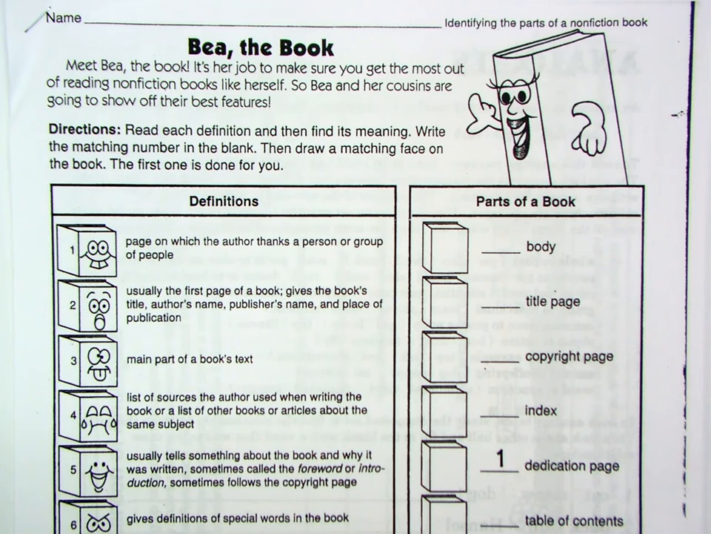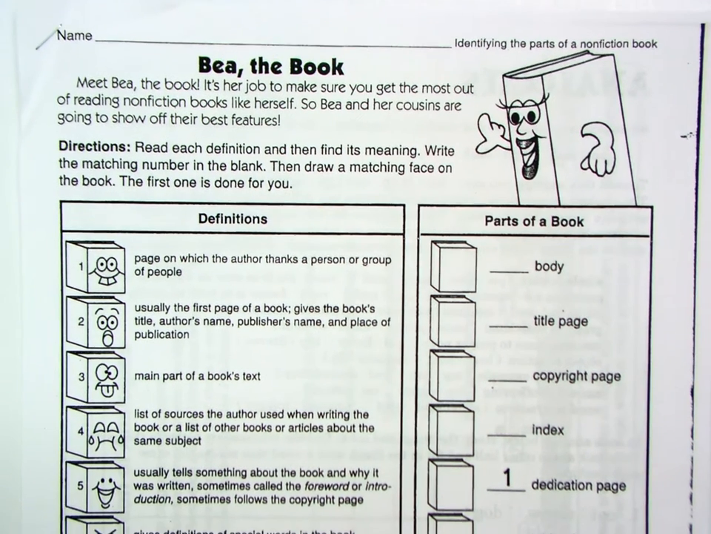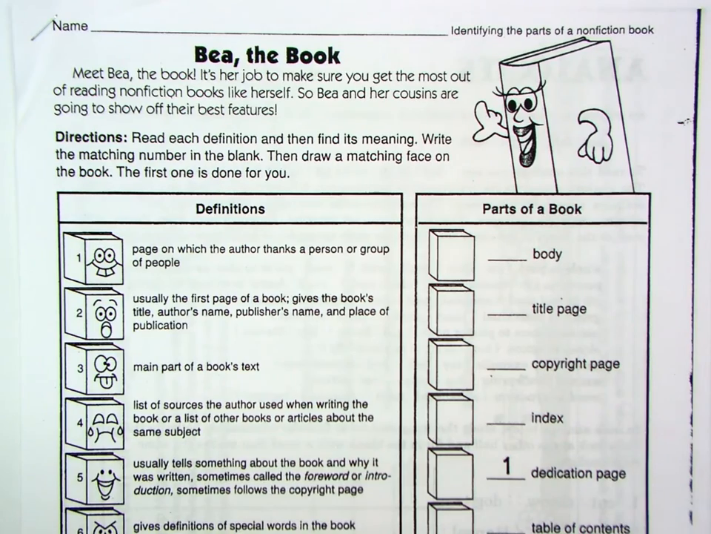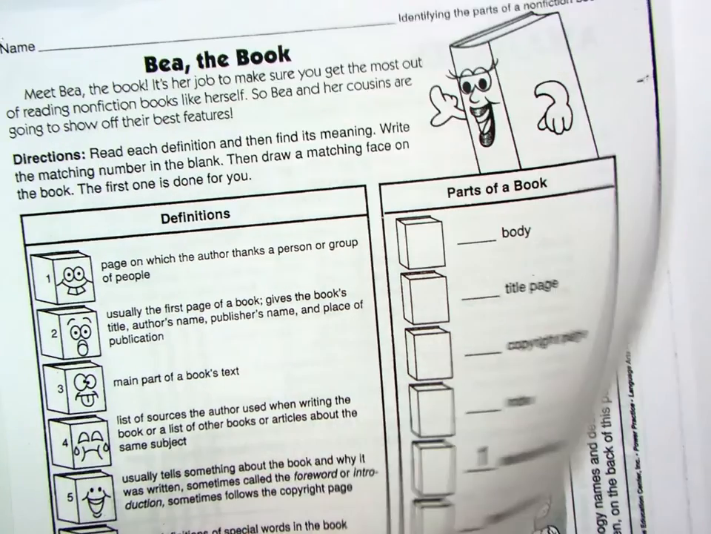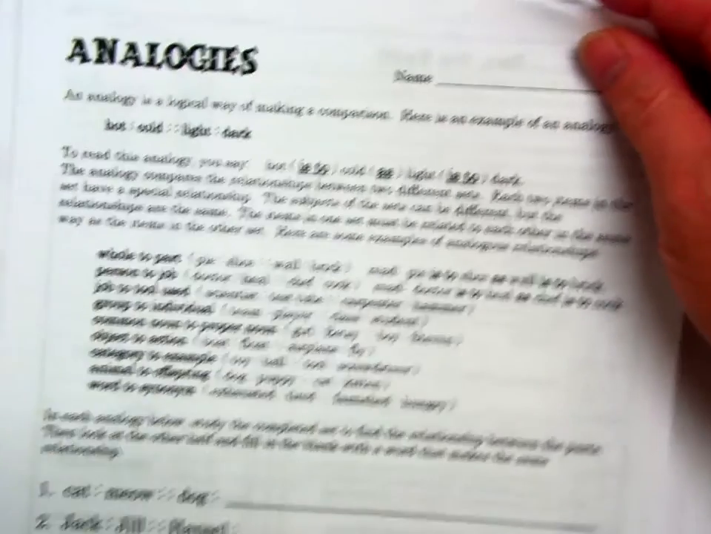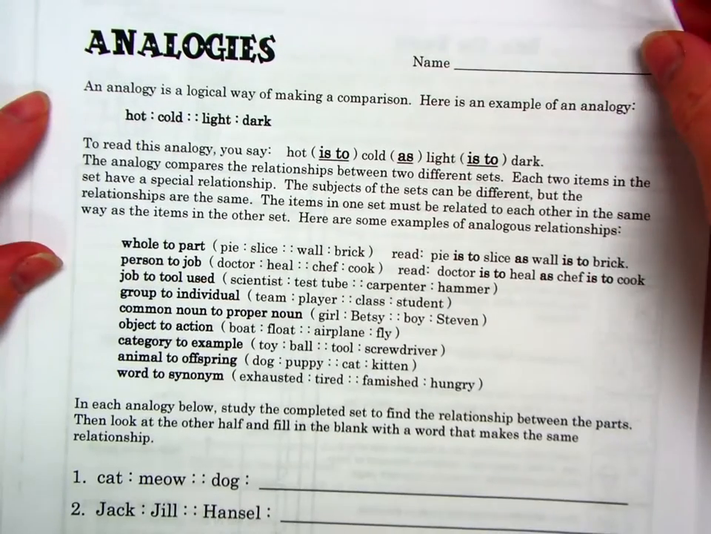Today I'm going to go over the pages in your reading packet that you're going to be doing for this week's assignment. So in your folder you should find this packet that has this page on the front, Be the Book. We're actually going to do this front page next week, so you're going to open this packet to the back side of that front page where it talks about analogies.